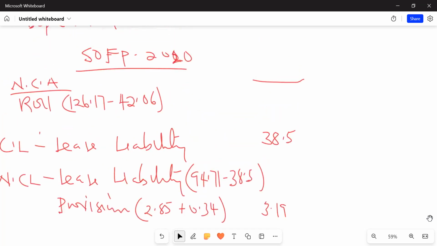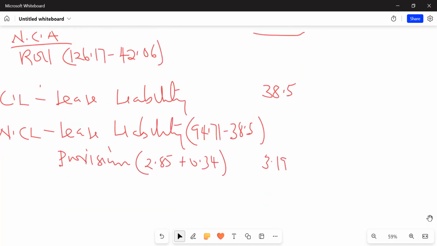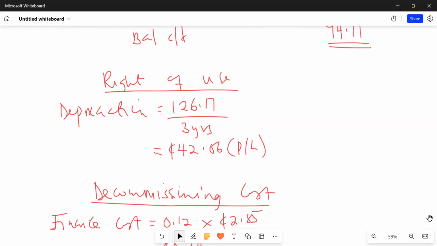So you find your right of use figure, then we put it there. We find the non-current value of the lease liability, which is 94.71 minus 38.5. Then you put it there. Then we move on. So this is all about this question.